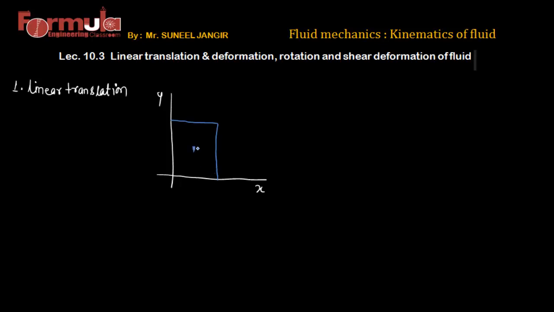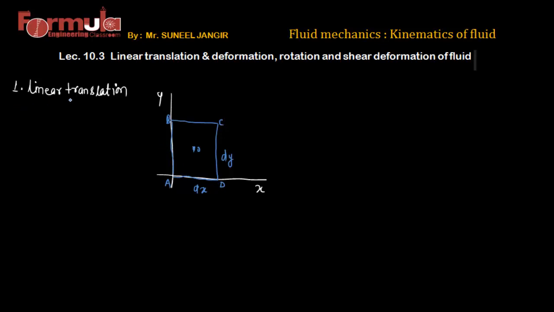This is the center, let's suppose O here, and we are saying the dimensions are dx and dy. Obviously I am considering a two-dimensional element here. Now I'm marking the faces here: this is A, B, C and D. So this is our fluid element, and we are simply talking about the linear translation.